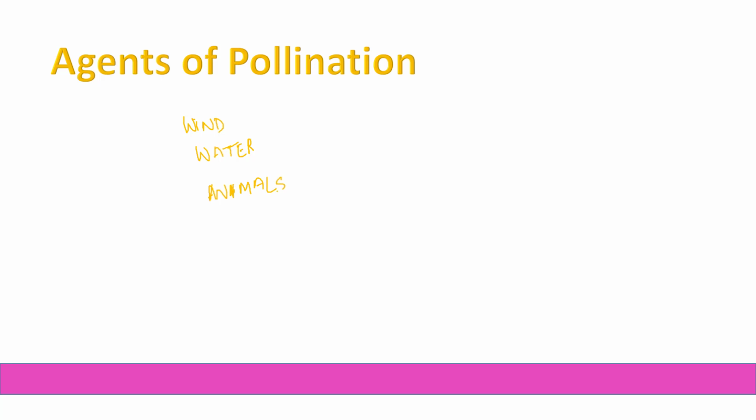So you have insects, you have bees, butterfly, and the insects which move like ants. So they all help in the pollination. Even bigger animals also help in the pollination.